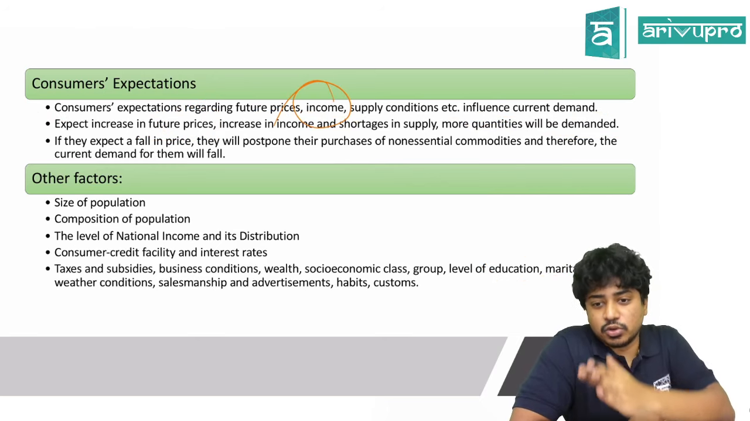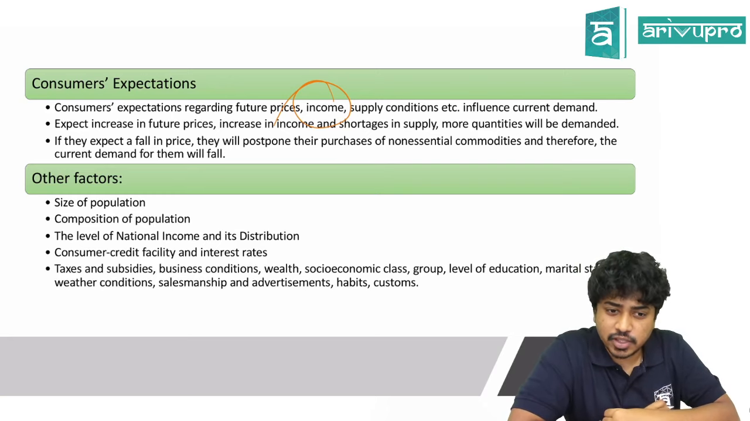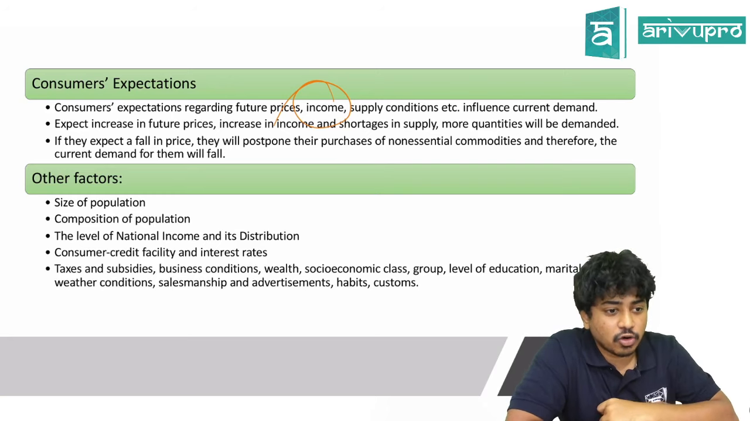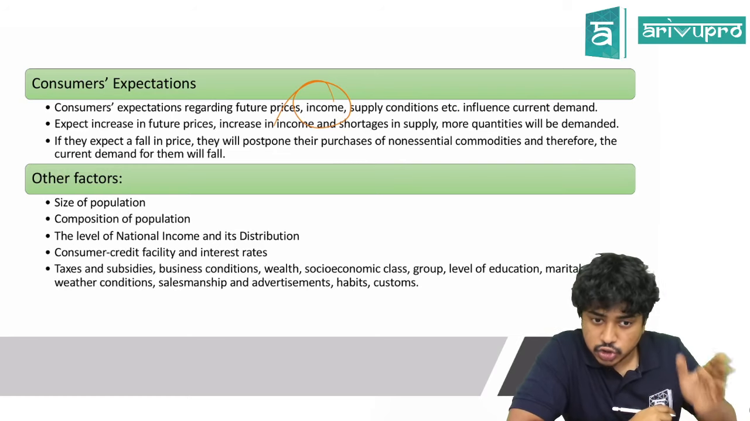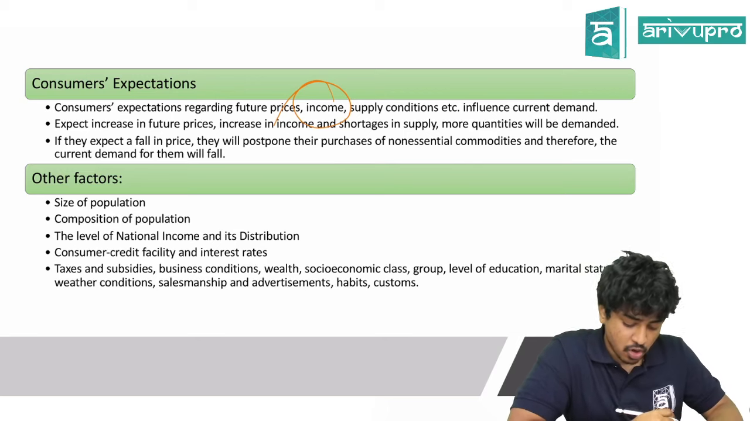Similarly, income. You expect a promotion, right? What will you do? You will buy more things on EMI. I am getting a promotion next week, I will pay my EMI with my promotion money or bonus. Yes or no? Won't you think like that? So you will buy more from today itself. Making sense?